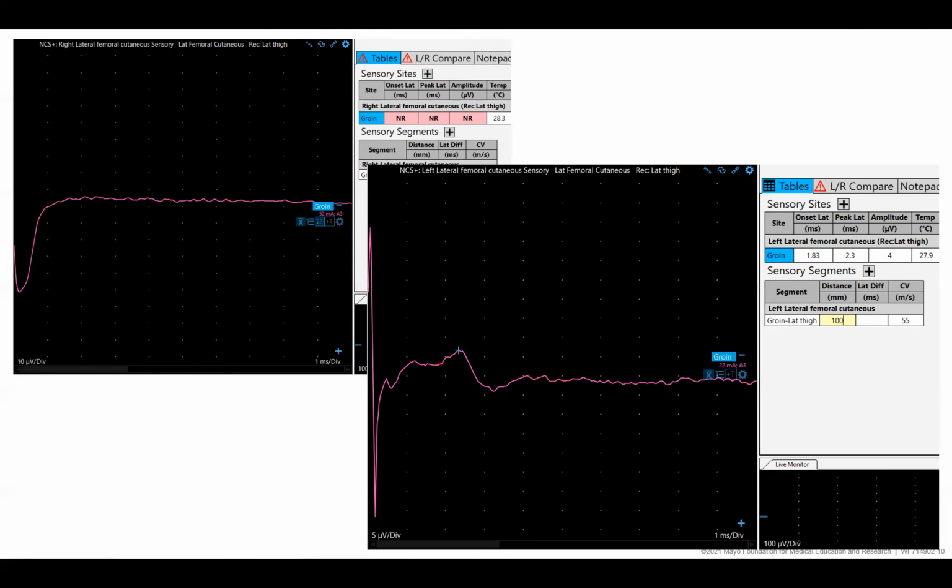And in this patient from this morning, these were the lateral femoral cutaneous sensory conduction studies. So on the affected side, we did not obtain a response. And on the unaffected side, we obtained a response. This was a reliable response. And the amplitude is only 4 microvolts. So it was very low even on the normal unaffected side. And these are typically very low amplitudes.